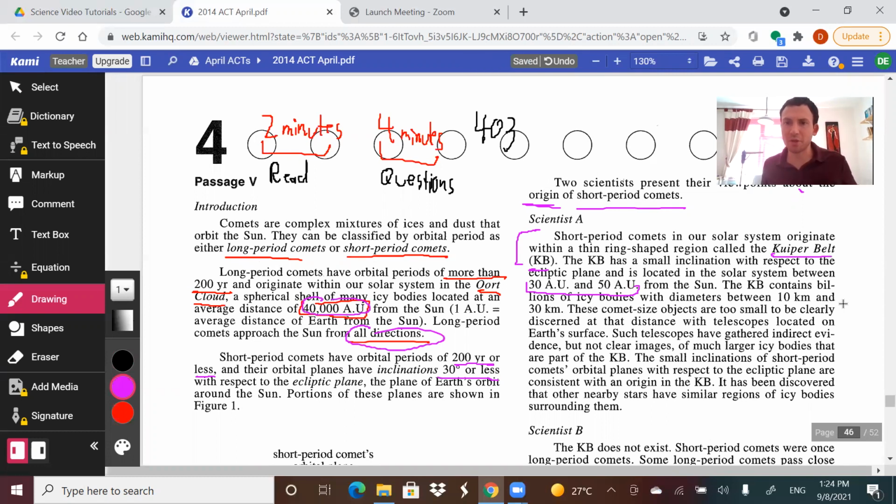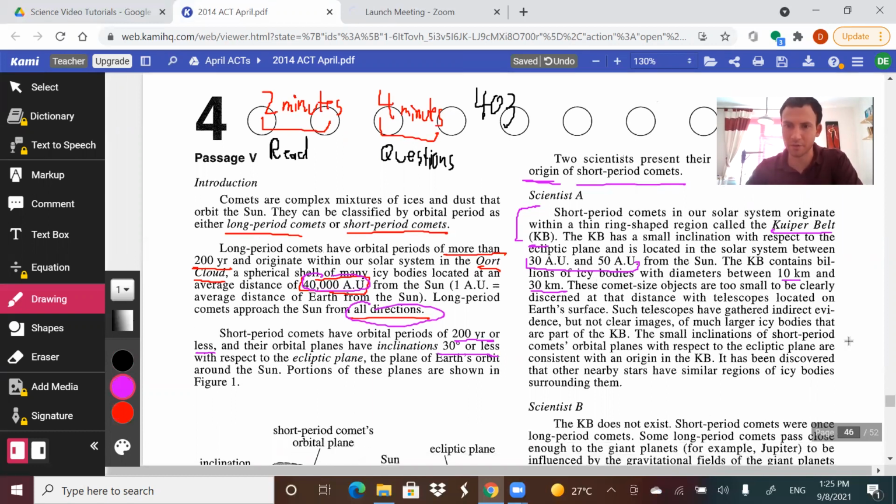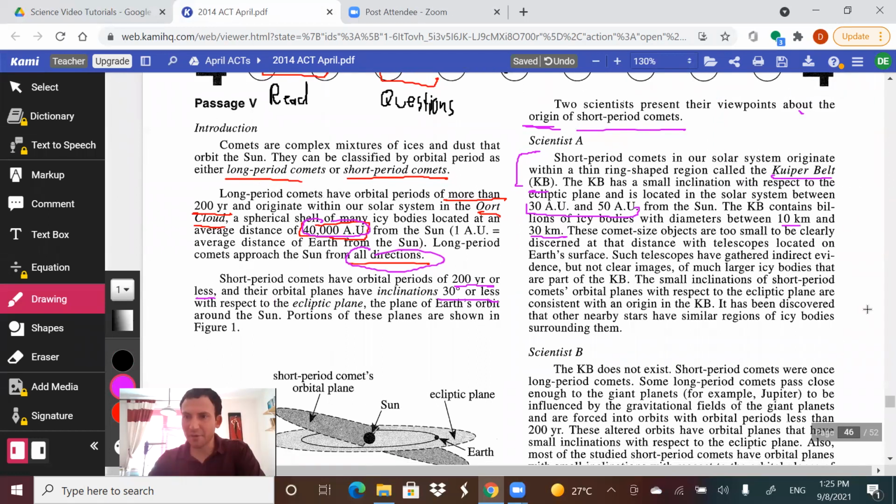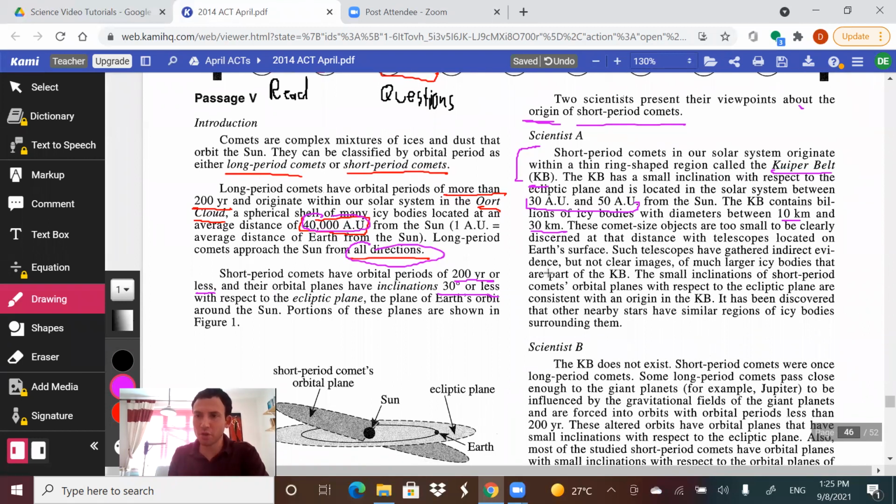The KB contains billions of icy bodies with diameters between 10 kilometers and 30 kilometers. These comet-sized objects are too small to be clearly discerned at that distance with telescopes located at Earth's surface. Such telescopes have gathered indirect evidence, but not clear images, of much larger icy bodies that are part of the KB. So we not only have these small comets that are orbiting, but we also have some larger ones too. The small inclinations of short period comet orbital planes with respect to the ecliptic plane are consistent with an origin in the KB.